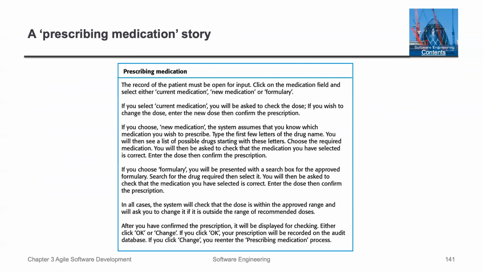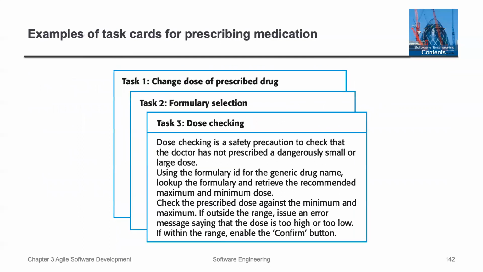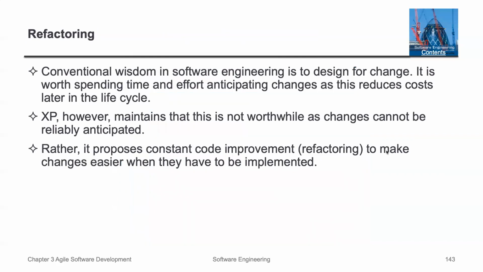So here is, I won't read this, but here is a prescribing medication story that can maybe give you an example of how this could be played out. And here are some examples of task cards for prescribing medication. So task 1 is change the dose of the prescribed drug. Task 2 is formulary selection, and task 3 is dose checking. So here are some things that you would be thinking about. Maybe you just code one of these at a time and have releases as you go.